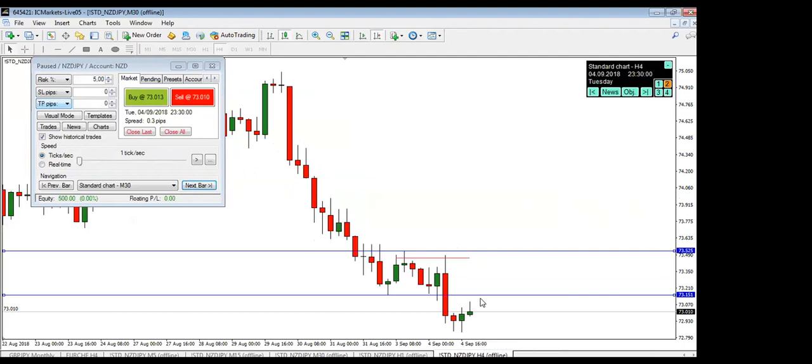This area here is not a level. Your higher low is going to be your lower high. So get rid of that blue line, because that blue line means nothing. Yeah, exactly.